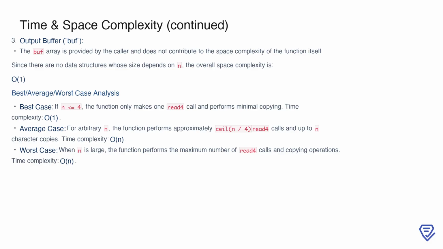To summarize the time complexity across different cases, in the best case, when n equals 4, only one read4 call and minimal copying occur, resulting in O(1) time. For the average case, the function performs approximately ceil(n/4) read4 calls and up to n copies, leading to O(n) time. Similarly, in the worst case, when n is large, the function performs the maximum number of reads and copies, still resulting in O(n) time complexity.